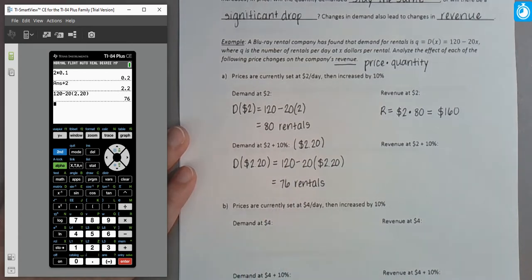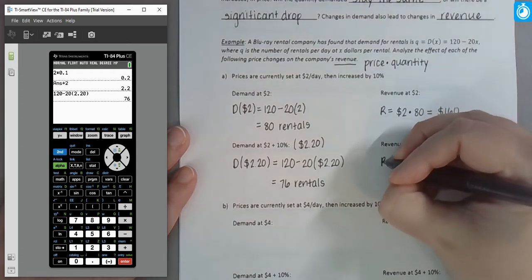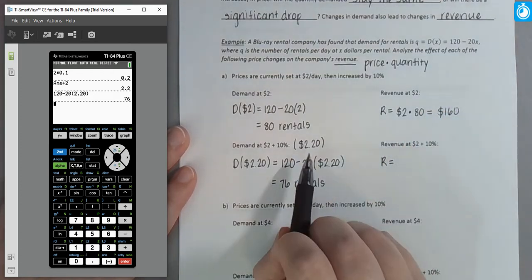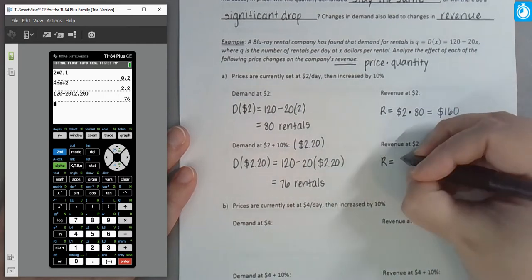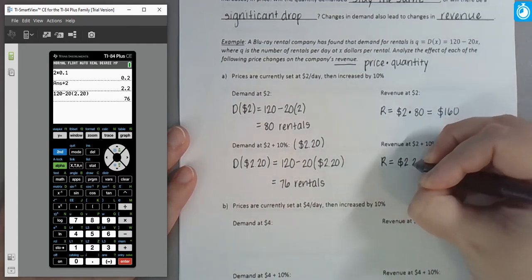But overall, the price increase may be worth it. So even though fewer people are willing to rent, we're also charging more. So if the increase in what we're charging offsets the decrease in rentals, we still may make more money overall. So what's the revenue in this situation? Well, our revenue in this case is going to be based on our new price that we're charging, which is $2.20.